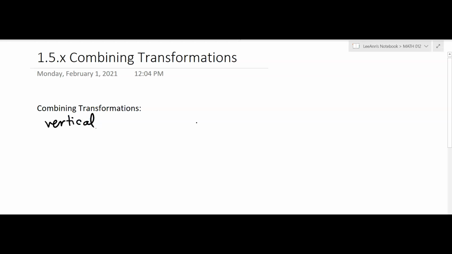And different textbooks handle this a little differently, but I'm going to go with the way that our book talks about it. So with vertical transformations, you could have a vertical stretch or compression, or a vertical shift, right? Or you could have both. Okay. So when we're thinking about that, let's say you have g of x is equal to some constant times f of x plus some other constant.